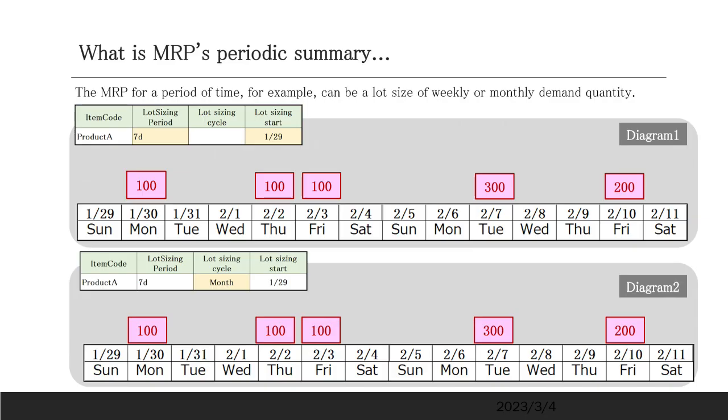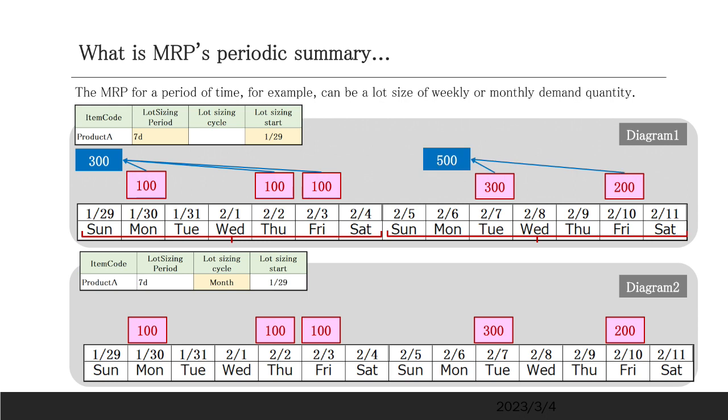Time period grouping can make a production lot size that summarizes the number of uses per week or month. In this example on the item table, you set lot sizing period, lot sizing cycle, and lot sizing start. Here, the lot sizing period will be 7 days and lot sizing start will be January 29th. In this case, we will summarize the demand from January 29th to February 4th. 300 demand is united and 300 manufacturing orders are generated. Next, from February 5th to February 11th, demand is organized and 500 manufacturing orders are generated. This will generate as many manufacturing orders as needed.